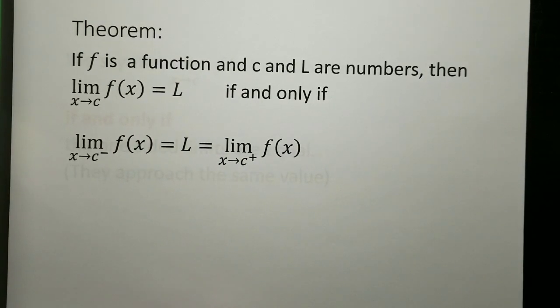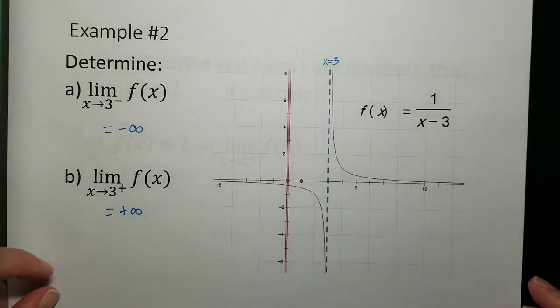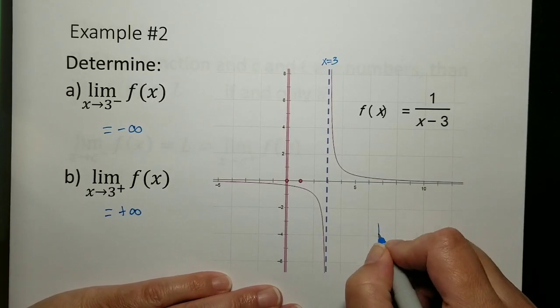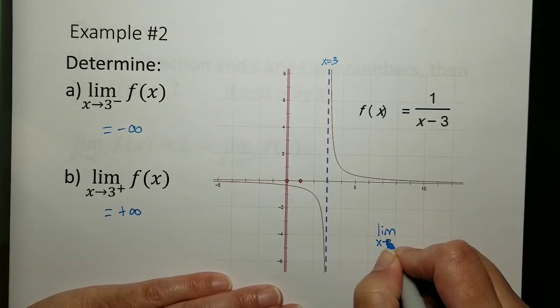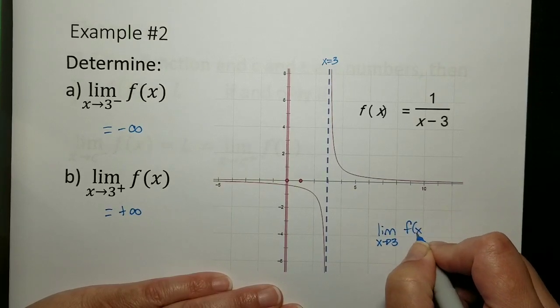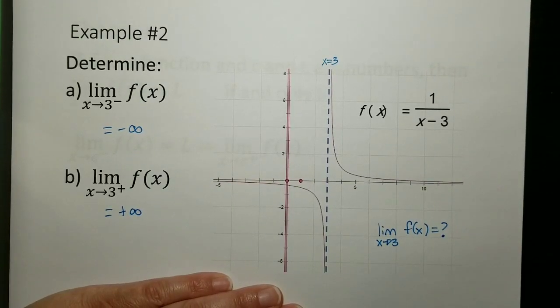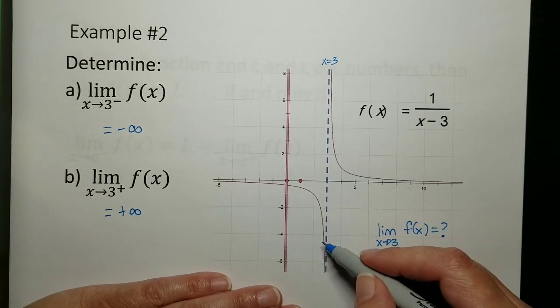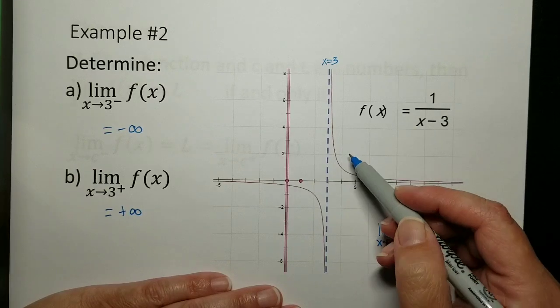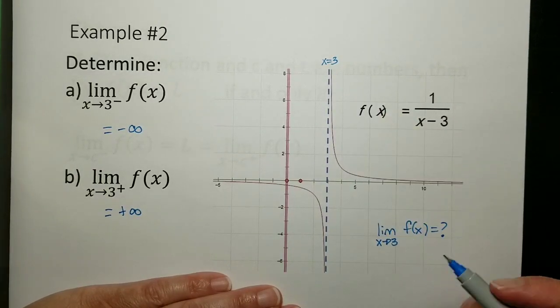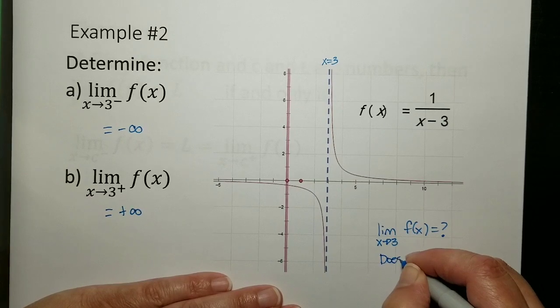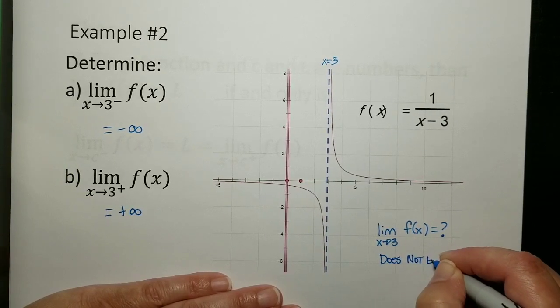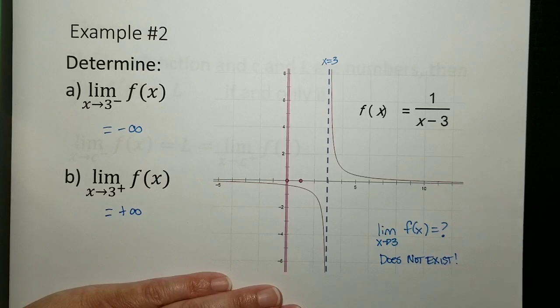If I popped back to that graph of y equals 1 over x minus 3, could you say what the limit as x approaches 3 of f of x is? Could you tell me what that would be? You couldn't, right? It would depend on what side. Down here it's negative infinity, and up there it's positive infinity. So it does not exist. The limit doesn't exist because it's different on both sides.